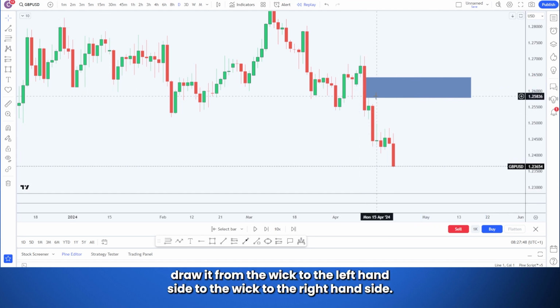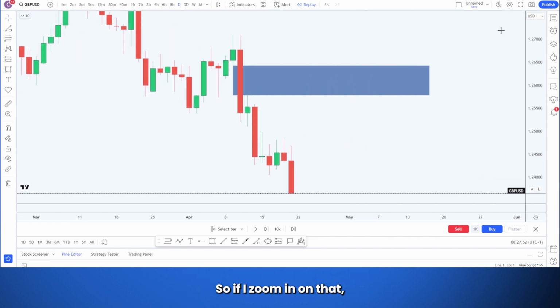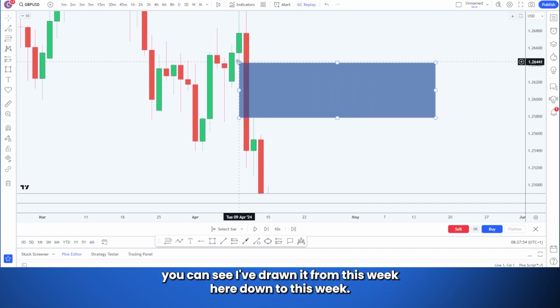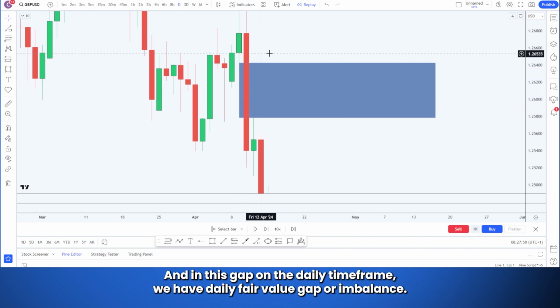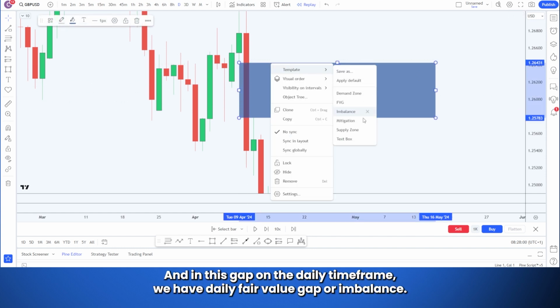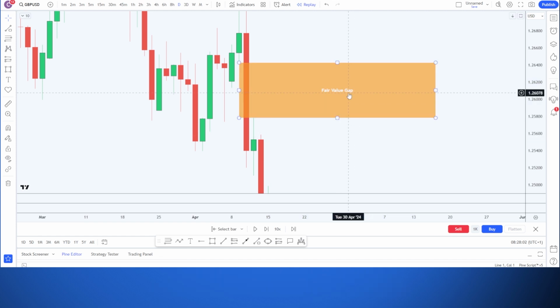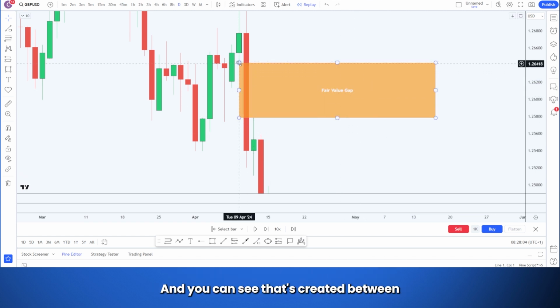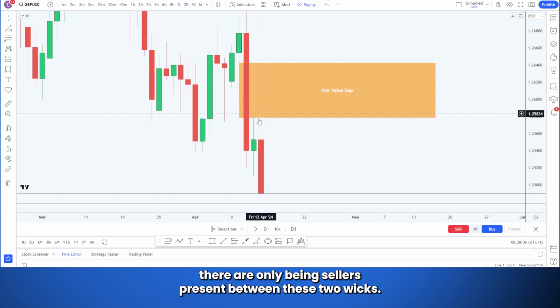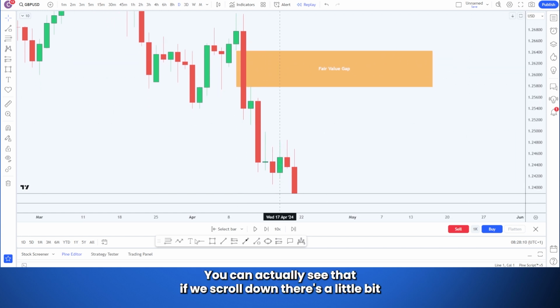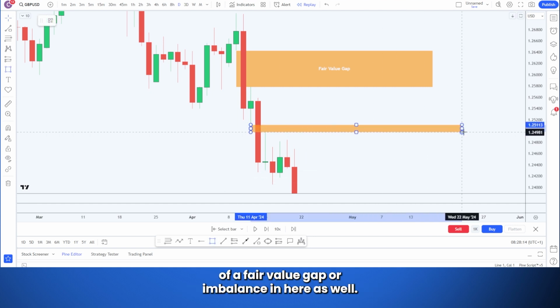And we always draw it from the wick to the left-hand side to the wick to the right-hand side. So if I zoom in on that, you can see how I've drawn it from this wick here down to this wick. And in this gap on the daily time frame, we have a daily fair value gap or imbalance. And you can see that's created between there only being sellers present between these two wicks. You can actually see that if we scroll down, there's a little bit of a fair value gap or imbalance in here as well.